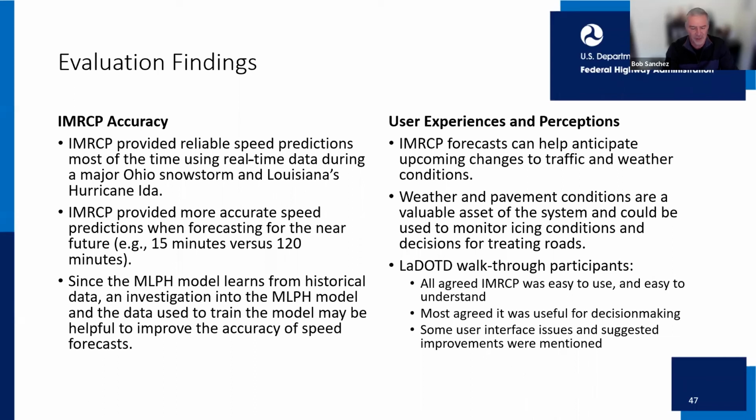In terms of the user experiences and perceptions, part of what we found, both in Ohio and Louisiana, is that in general, the opinion was that the forecast can be helpful to anticipate the changes to traffic and weather conditions that may be coming as a result of either winter weather or tropical storms. Folks tended to have a very favorable opinion about the usability or utility of IMRCP and the forecast for speeds and pavement conditions. Also, on weather and pavement conditions, folks tended to agree that it was a valuable asset of the system and could be used to monitor the icing conditions and be helpful for decisions regarding treating the roads.